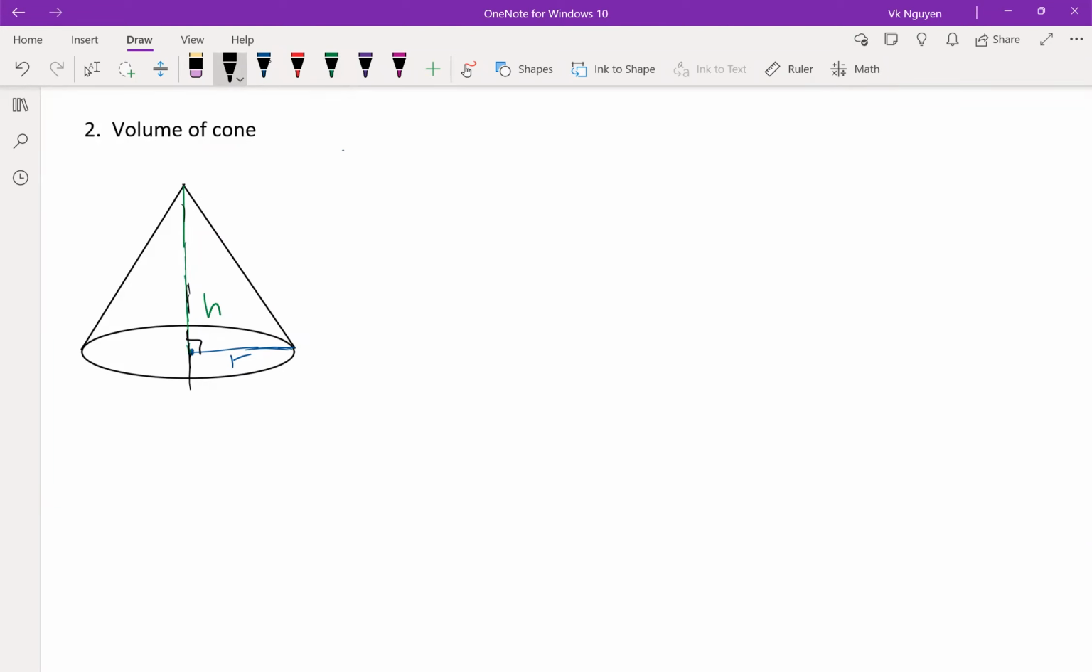Number two, volume of a cone. This is the cone with height h and base radius r. In order to figure out the volume of the cone, first let's create the axes for it. This will be the x-axis, and this right here will be the y-axis. Okay, cut out a cross section, and it would look like this.